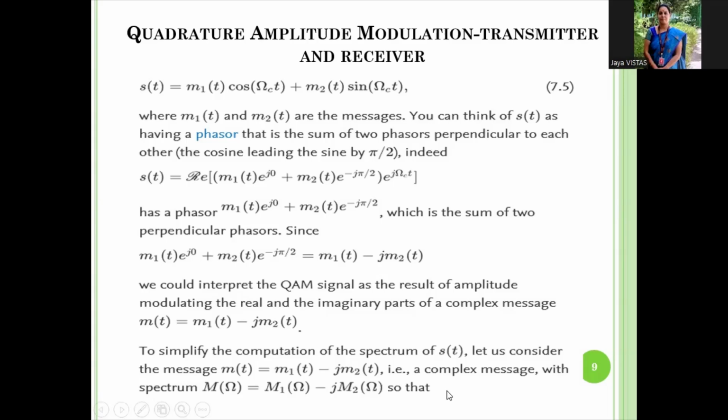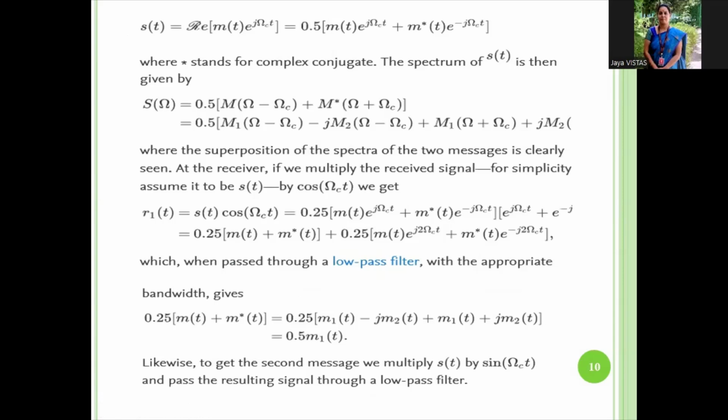Okay. So s(t) is equal to the real part of m(t) into e power j omega_c t. So it is equal to 0.5 into m(t) e power j omega_c t plus m star(t) into e power minus j omega_c t. This star symbol stands for the complex conjugate signal.